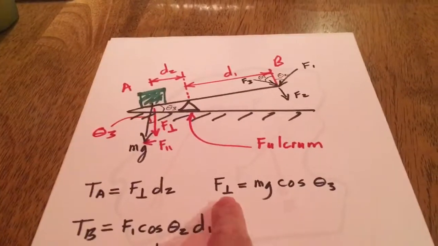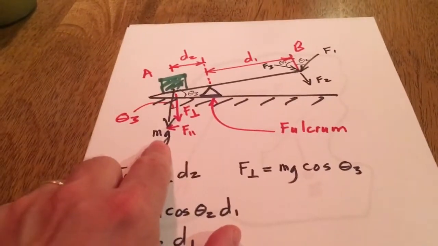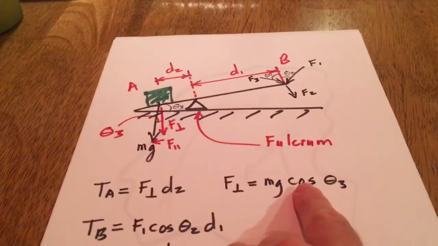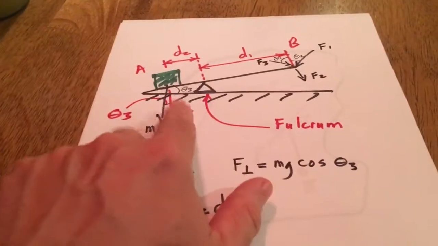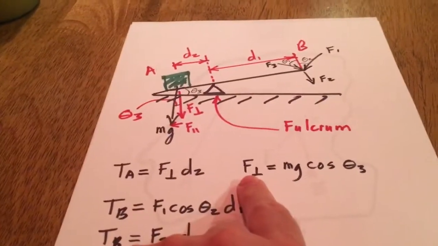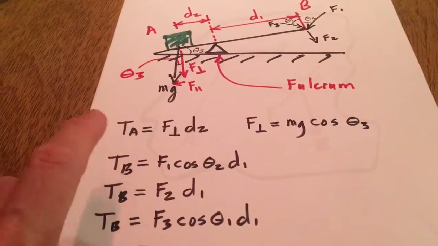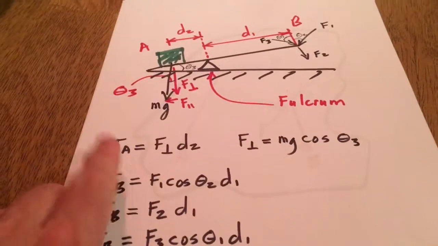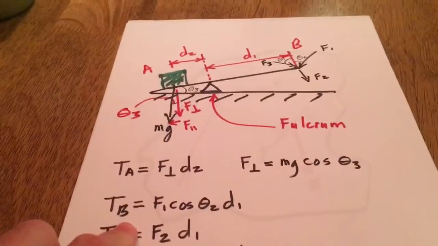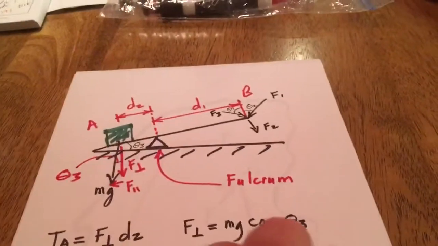And then I've also written out the equation for the perpendicular force, which is equal to the weight of the box, mg, times the cosine of theta sub 3, right there. So that's the equation for your perpendicular force. Now, these T sub B's are not necessarily all equal to each other, but they're the torques around the point B, and I wanted to show you the different forms that this can take.